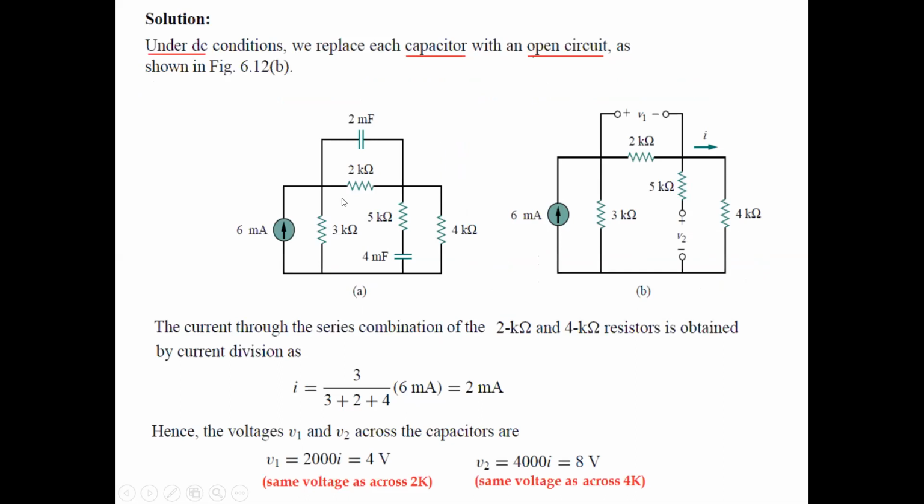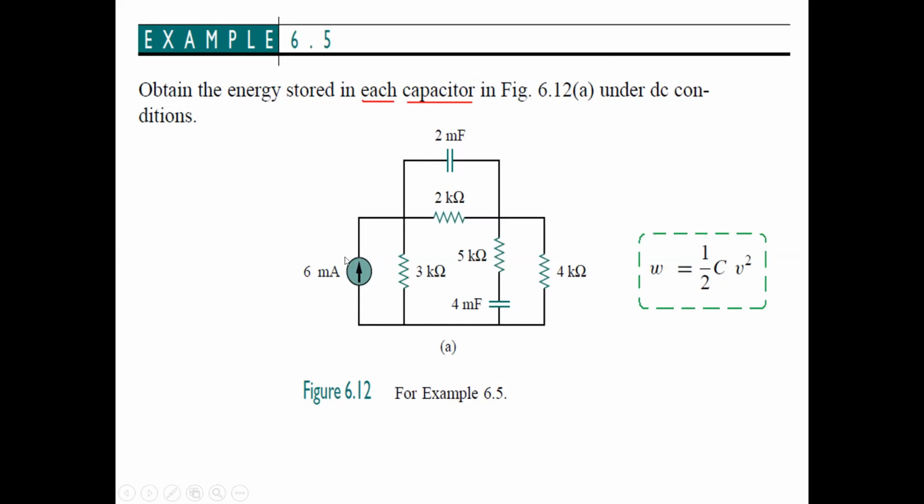As we all know, the current source is DC. So under DC operating conditions, a capacitor behaves as an open circuit. It means it blocks the DC voltage and DC current.